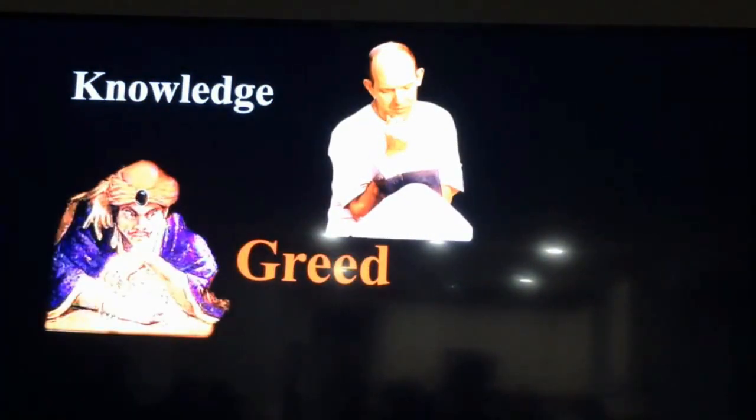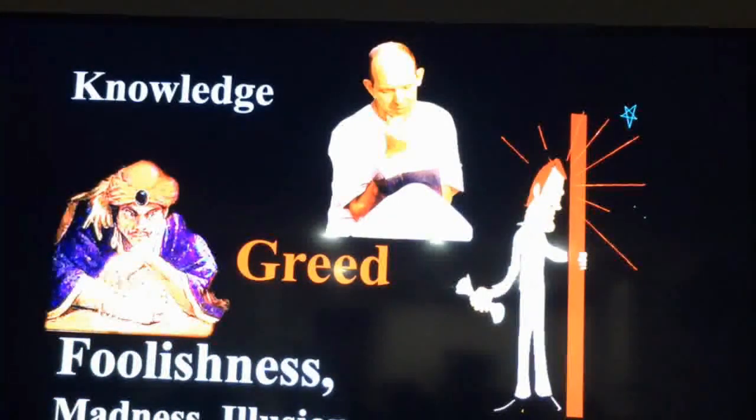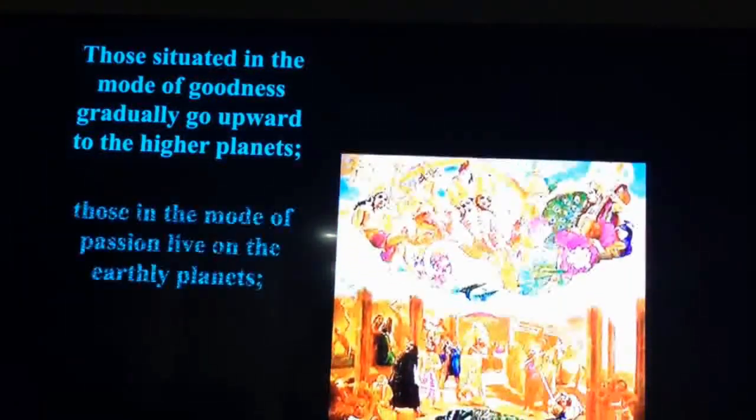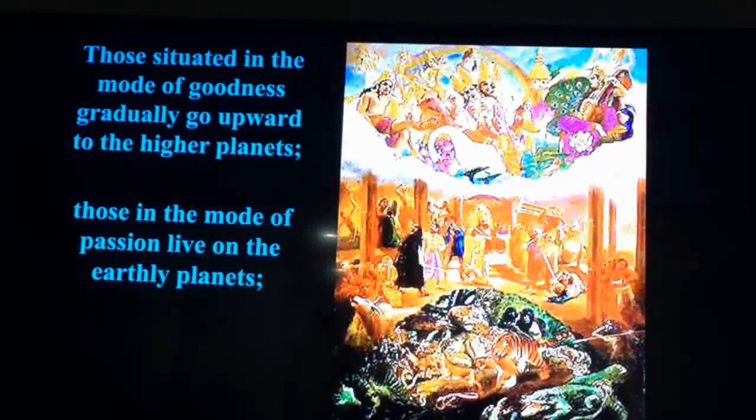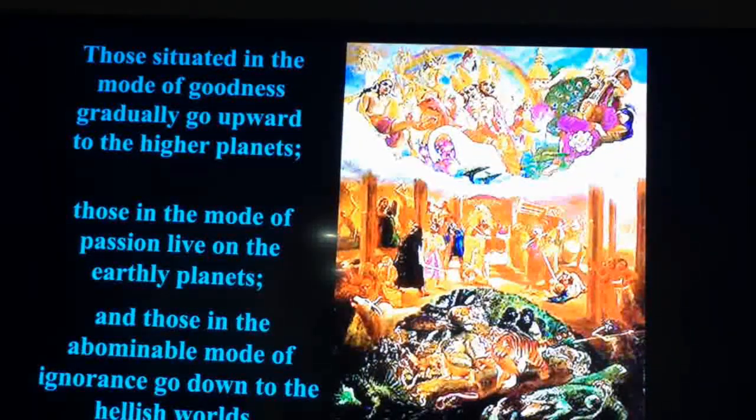From the mode of goodness, real knowledge develops. From the mode of passion, greed develops. And from the mode of ignorance develop foolishness, madness, and illusion. Those situated in the mode of goodness gradually go upward to the higher planets. Those in the mode of passion live on the earthly planets, and those in the abominable mode of ignorance go down to the hellish worlds. So actions and then the results of those actions. And we're going to hear something further. Chapters 17 and 18 of Bhagavad Gita speak on this topic also.